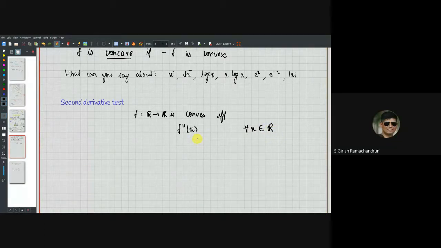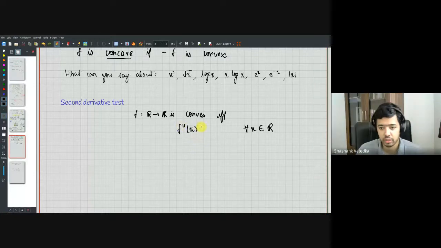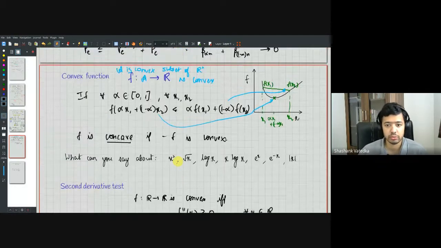If it is greater than 0. Correct. So it's greater than or equal to 0. So it's convex if it is greater than or equal to 0. So there's also a stronger notion of strict convexity.